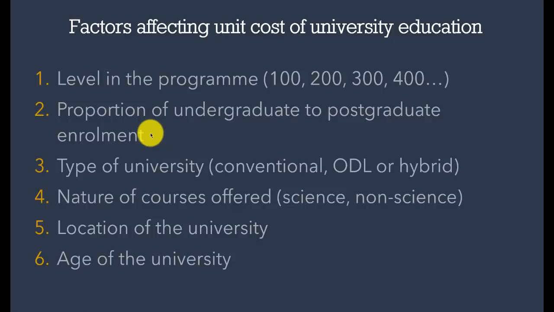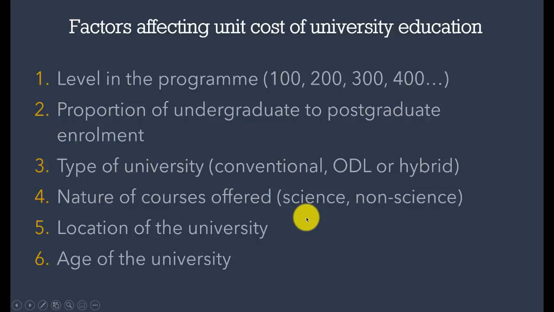If you have a university with large undergraduate enrollment and scant little postgraduate enrollment, it won't cost as much to run as when you have large postgraduate. The type of university: conventional university, open and distance learning, like the university that I'm associated with, National Open University of Nigeria, the best open university in the whole of Africa. Yes, come and contest that if you can. We'll give you data that we are the best. Or the hybrid.